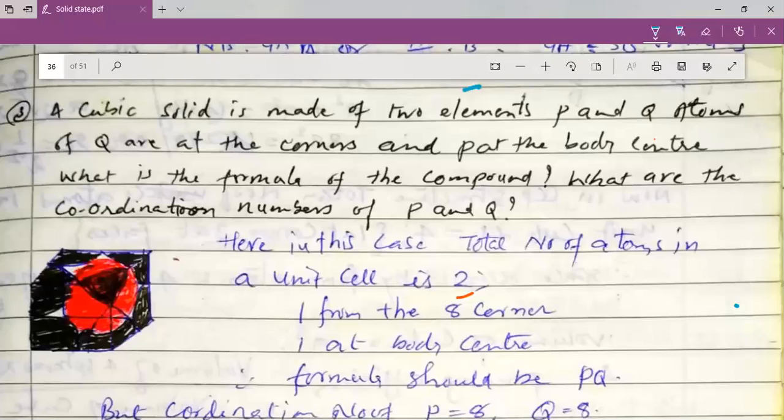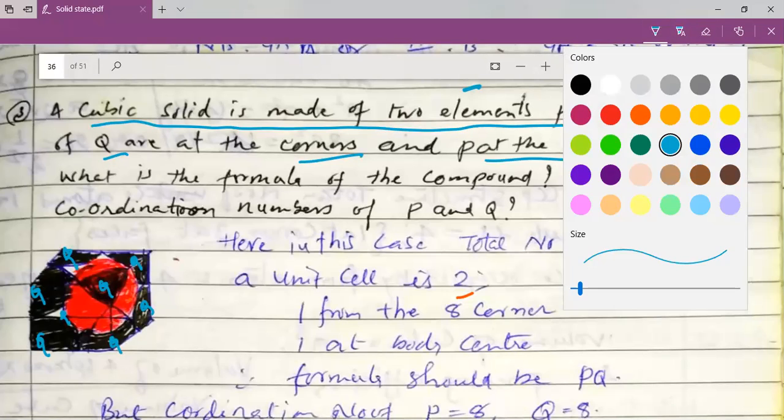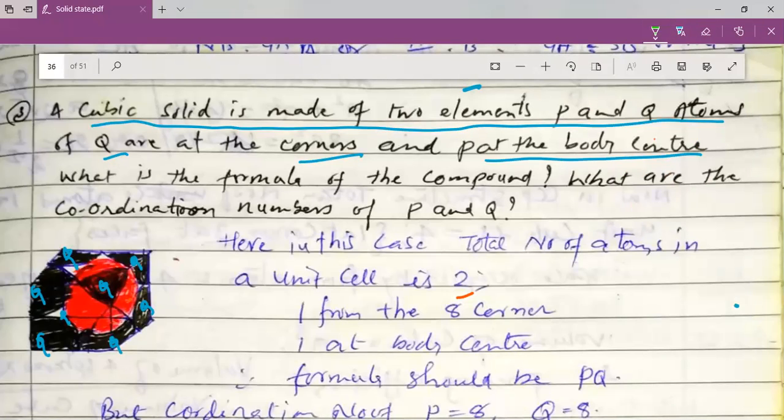Now, let's understand. I'm reading a question for you. A cubic solid is made of two elements P and Q. Atoms of Q are at the corners. So these all are actually Q: 1, 2, 3, 4, 5, 6, 7, and 1 is at the back of it, 8. So these all are the Q atoms and P at the body center. This is your P. This atom is your P.